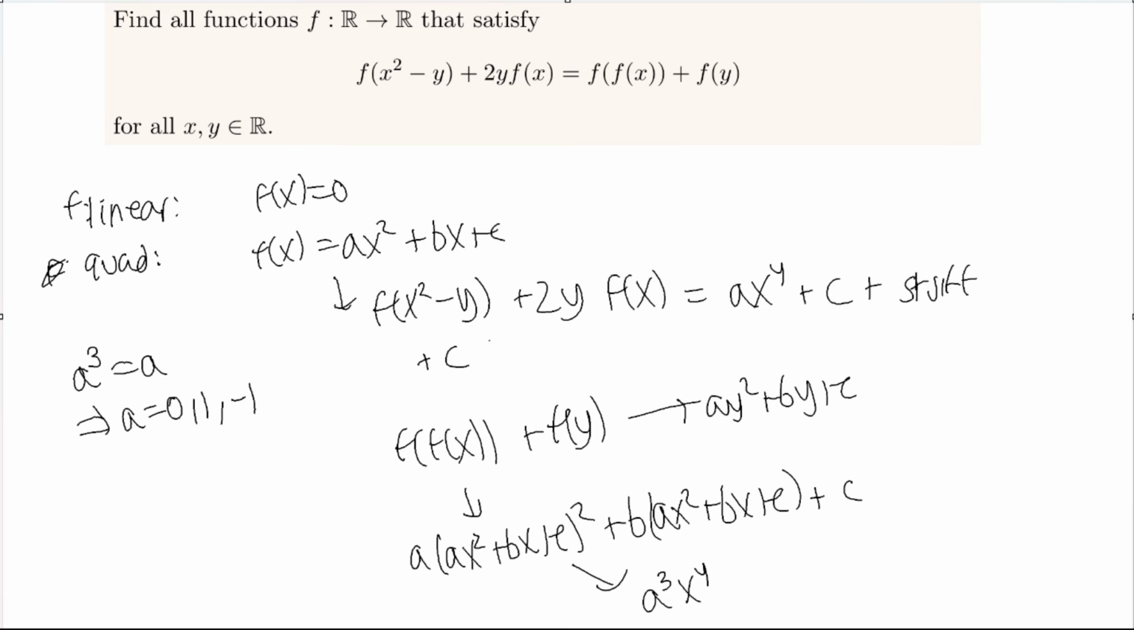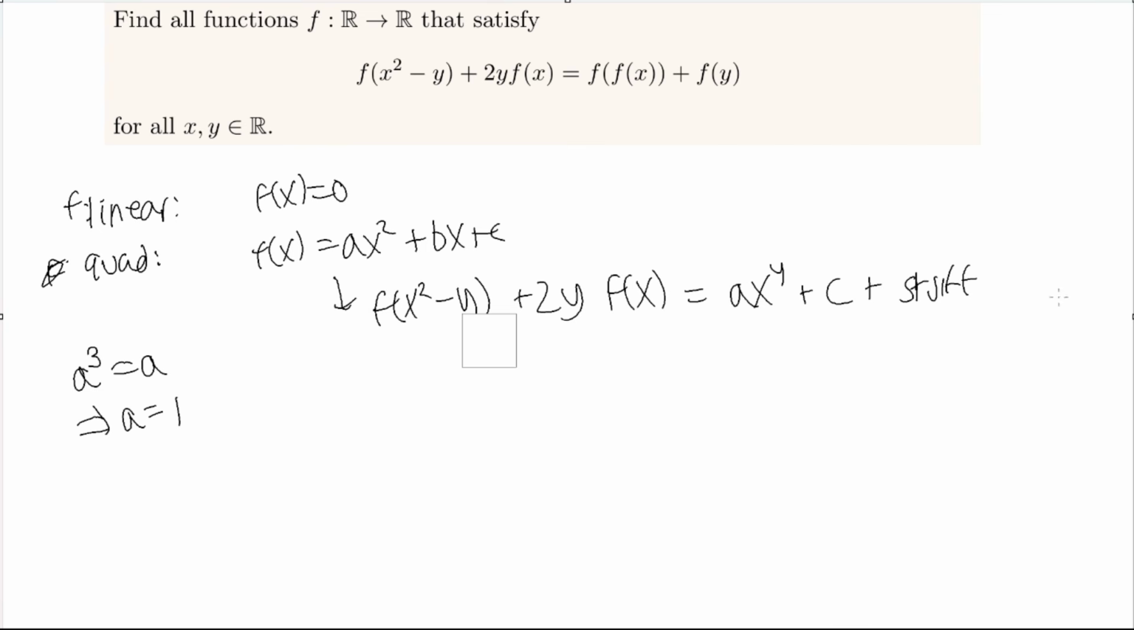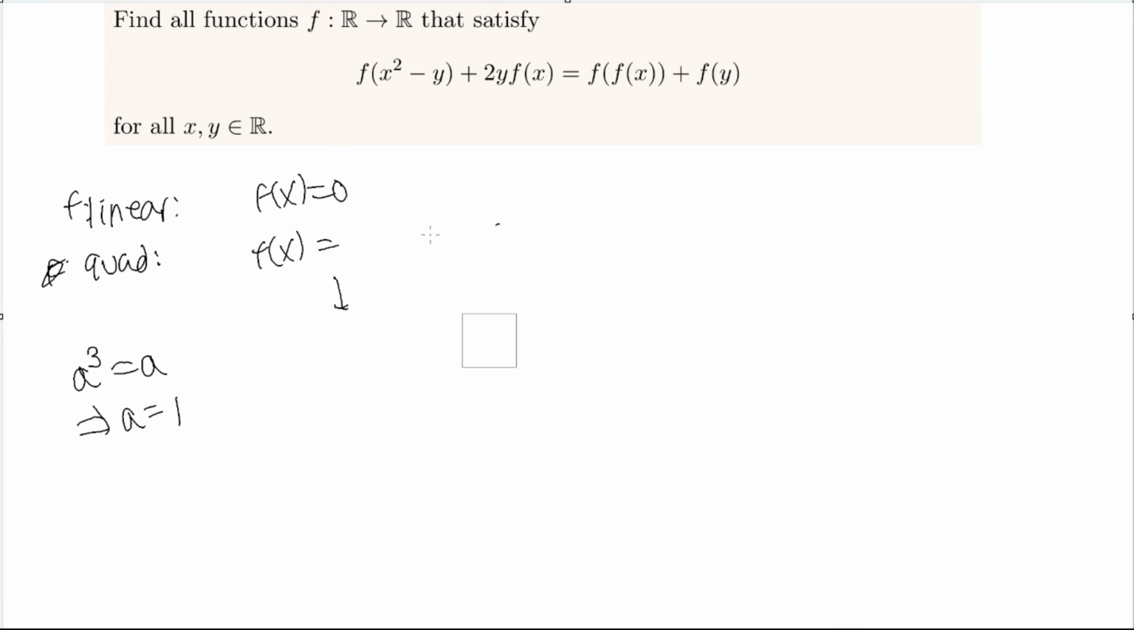Now, if a equals 0, then this term vanishes and it's linear, which means that it's just 0. So let's go ahead and deal with a equals 1 for now. So then we have over here, f of x is equal to x squared plus bx plus c. And let's see what we can do to figure out the value of c.